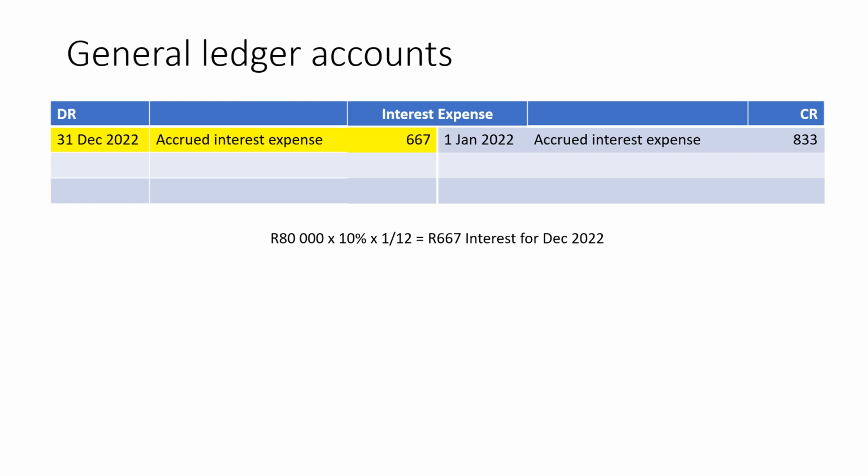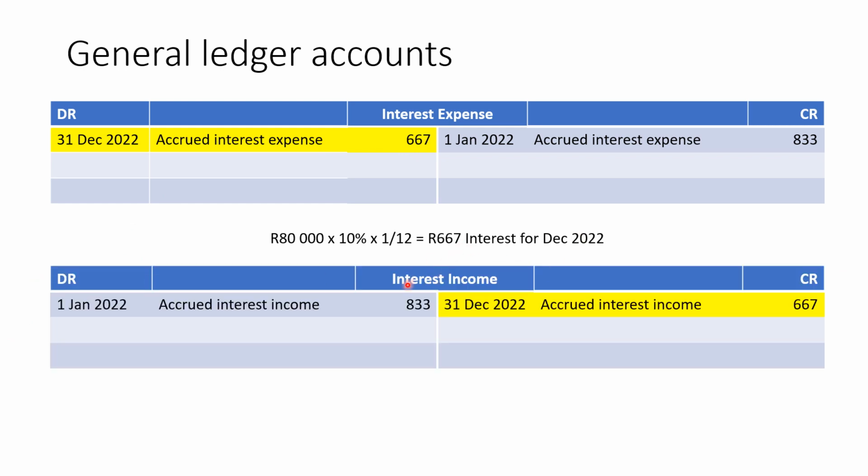So now we're going to post the other side of the year-end adjusting entry. Remember, if I have a liability, I have interest that I owed. So I already credited accrued interest expense. The other side of the entry is a debit to my interest expense account. So I'm increasing my interest expense for the interest for December 2022.